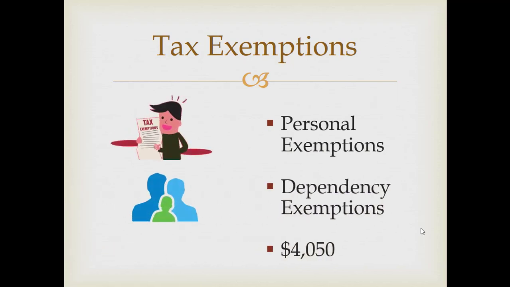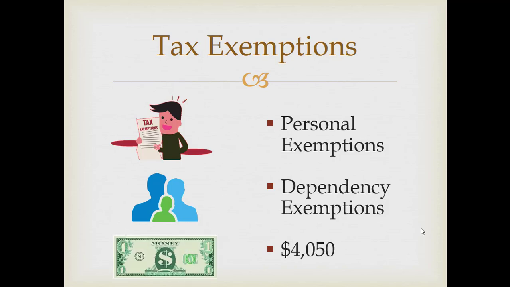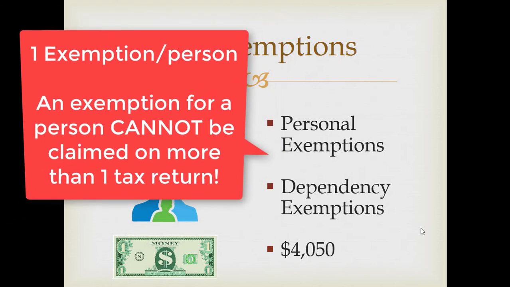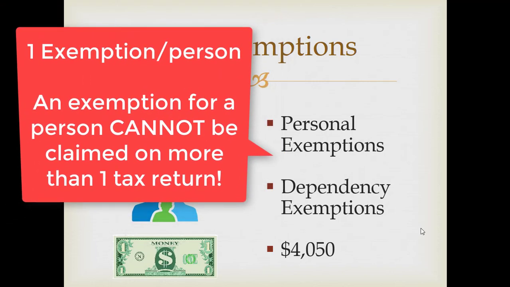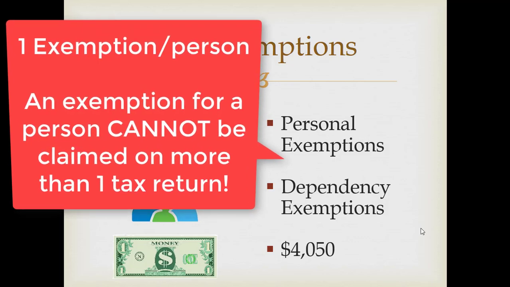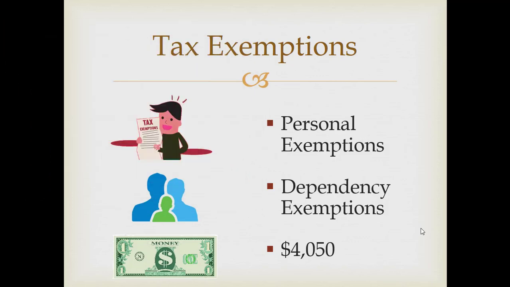In 2017, the exemption amount was $4,050. And it's important to note that only one exemption can be claimed per person, and an exemption for a particular person cannot be claimed on more than one tax return. So now we're going to break down these two types of exemptions.